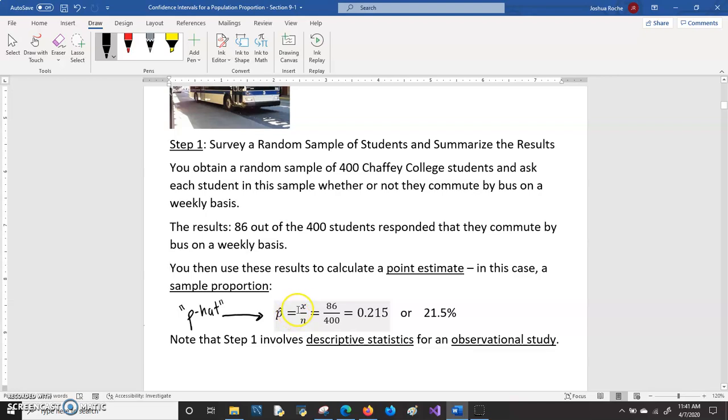And P hat is found by taking the number of yes responses. In this case, 86 said that yes, they carpool, they commute by bus on a weekly basis. And n is the sample size. So 86 divided by 400 comes out to 0.215, or converting that to a percentage, that's 21.5%. So note that this entire first step is involving descriptive statistics. And in particular, this study is an observational study.